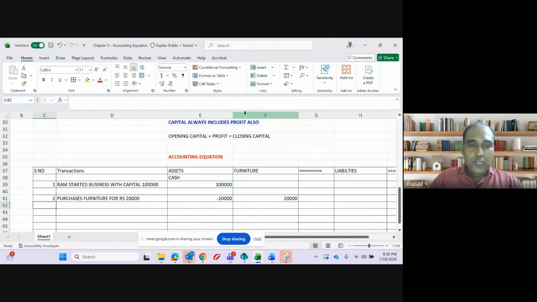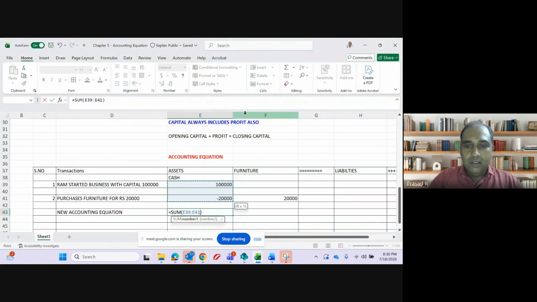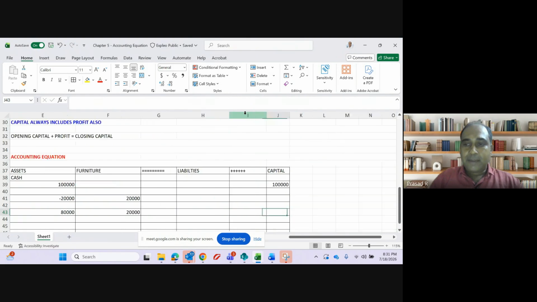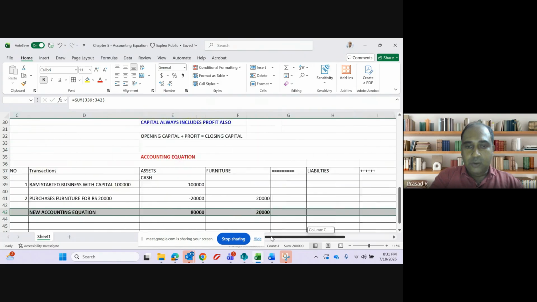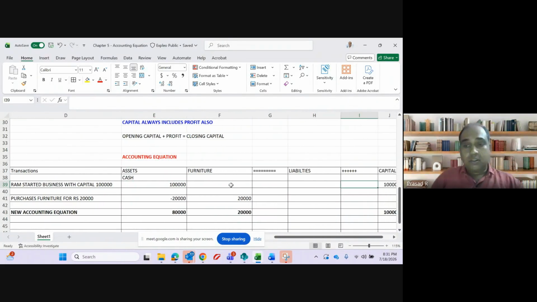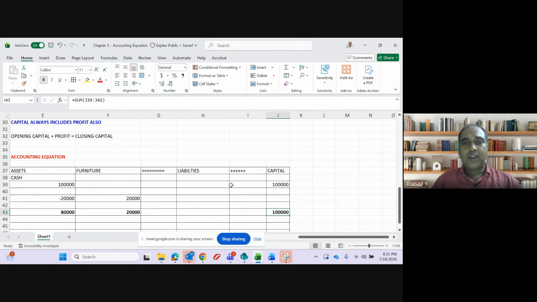Okay. So my new accounting equation, after every transaction, I have to put a new accounting equation. My cash will become from 1 lakh, I have spent 20,000 for furniture. My cash will be how much? 80,000. 20,000 I will have furniture and my capital will remain same as 1 lakh rupees. This is my new accounting equation. The first accounting equation was 1 lakh cash and 1 lakh capital. Now my new accounting equation is 80,000 of cash, 20,000 of furniture and capital of 1 lakh rupees.